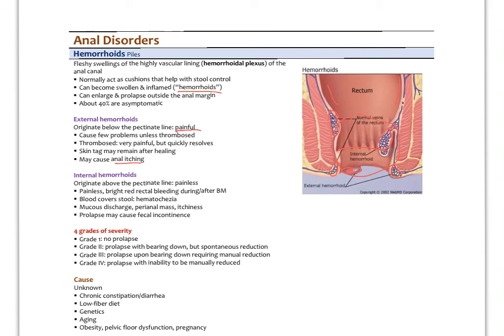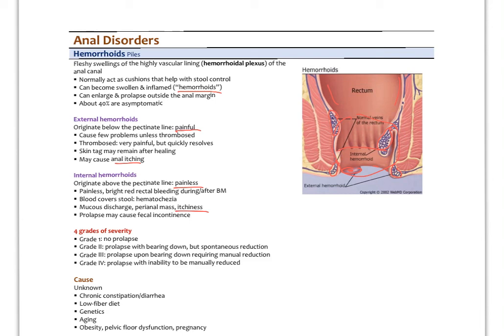They originate above the pectinate line. They are painless, but they can cause bright red rectal bleeding during or after a BM, bowel movement. So you can see blood in the toilet or on the surface of the stool. And then there's mucus discharge often. We can feel a perianal mass, and there's, again, itchiness. And a prolapse can actually cause fecal incontinence.